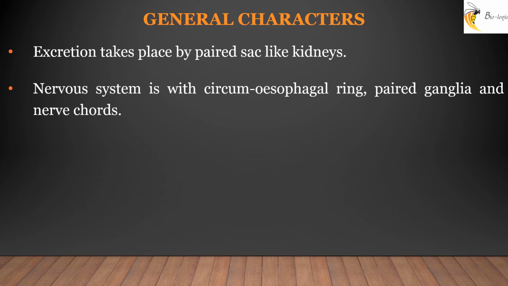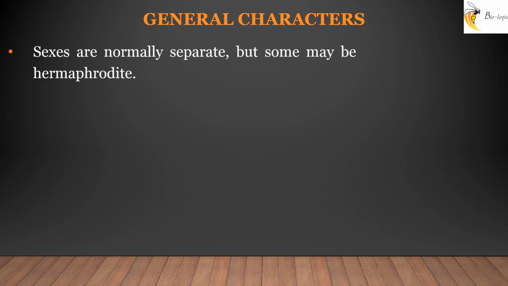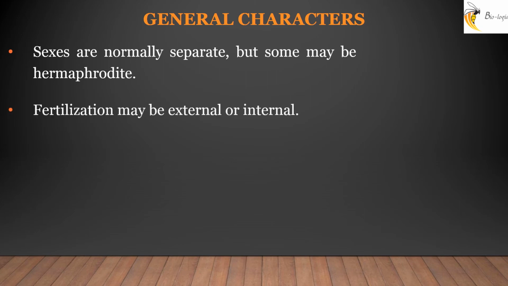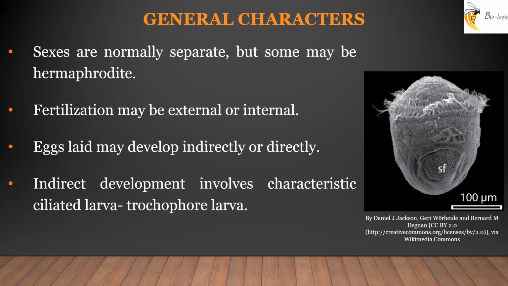Nervous system is slightly developed with a circumesophagus ring, paired ganglia and nerve cords. Sense organs includes eyes present on stalks, balance receptors called as statocyst and olfactory receptors called as osphradium. Sexes are usually separate, few may be monoecious or hermaphrodite. Fertilization may be external or internal. Development may be direct or indirect. In indirect development, a larva called as trochophore larva is produced. This larva is ciliated and free swimming.